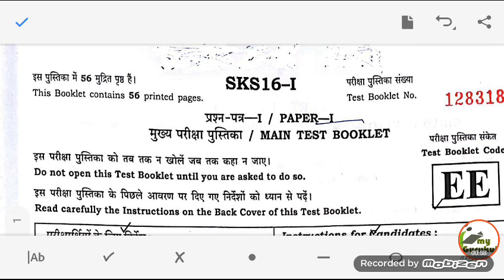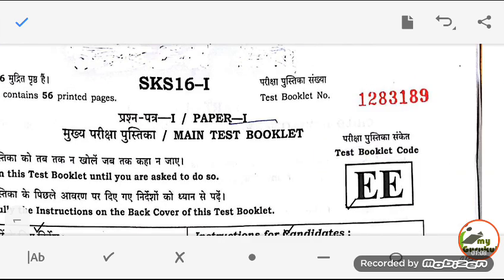And here in this section we are going to solve language 1 as Hindi and language 2 as English. So let us begin. Part 1, that is the child development and pedagogy section.